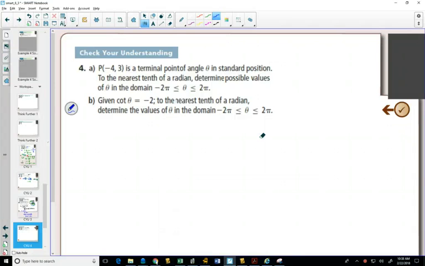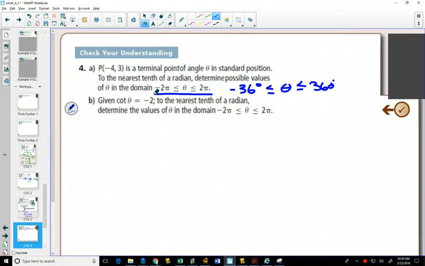When you read this question, you might say, hey, haven't we done one like this before? And the answer is yes. When we did this exact same question last time, the only difference was instead of this, it said negative 360 degrees less than theta less than 360 degrees. So the idea stays the same, but we just need to do it in radians now.